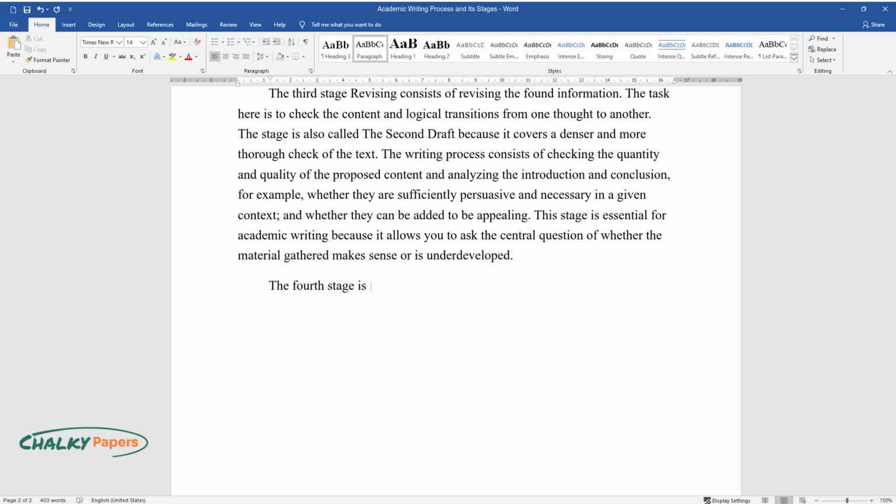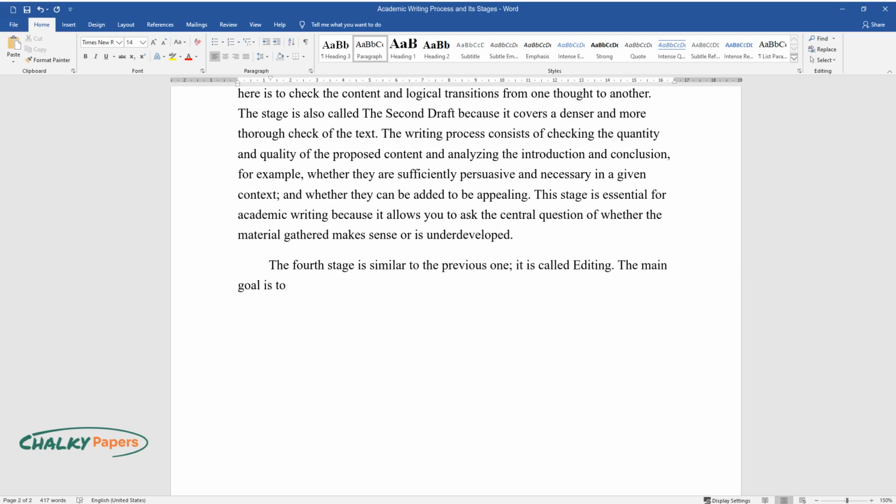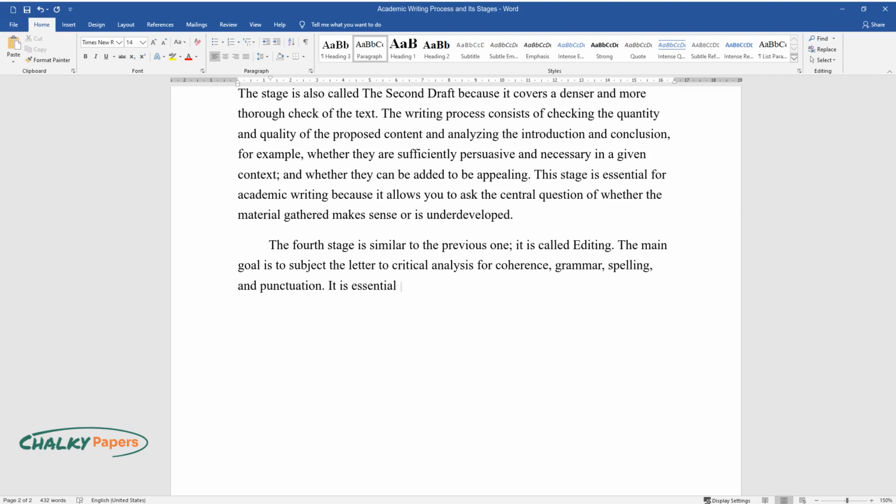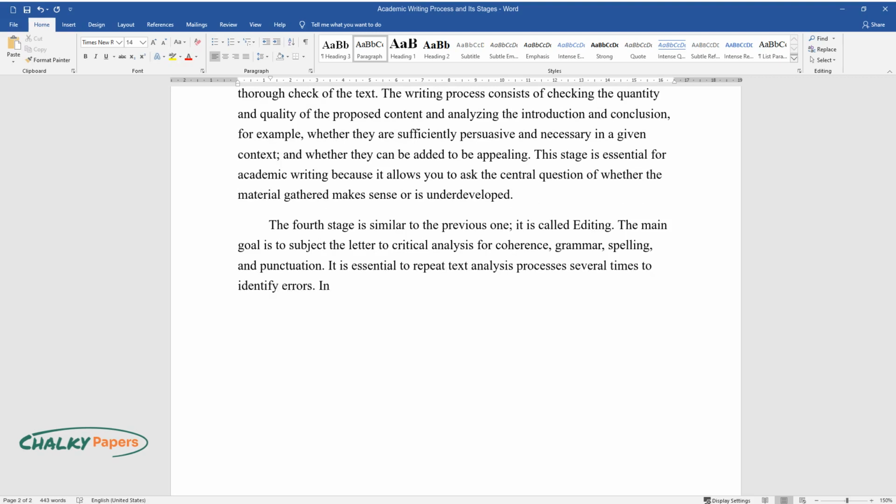The fourth stage is similar to the previous one. It is called editing. The main goal is to subject the letter to critical analysis for coherence, grammar, spelling, and punctuation. It is essential to repeat text analysis processes several times to identify errors.